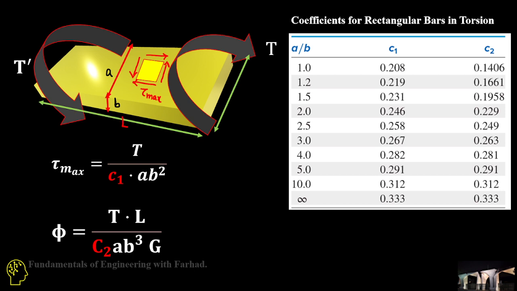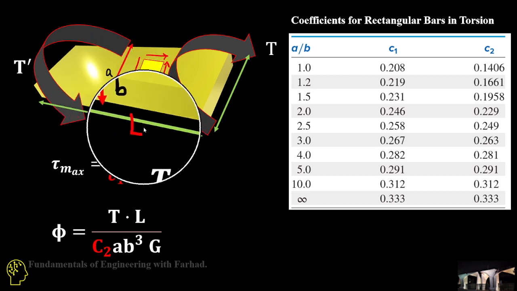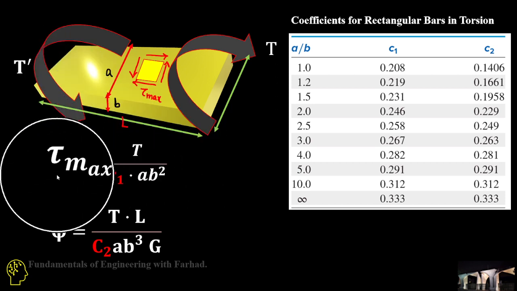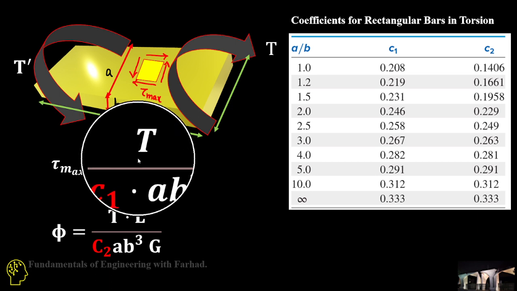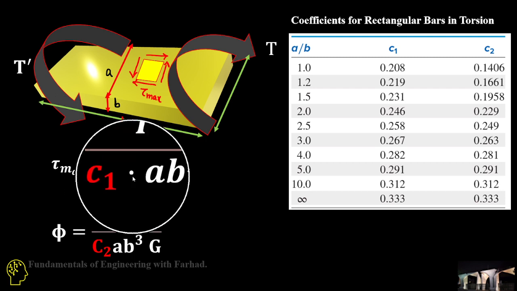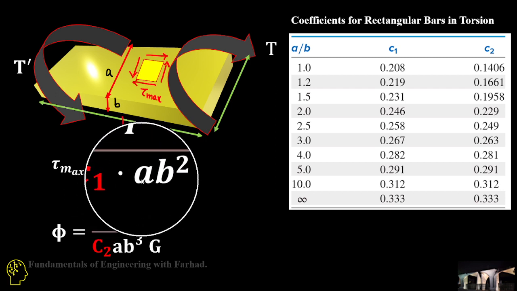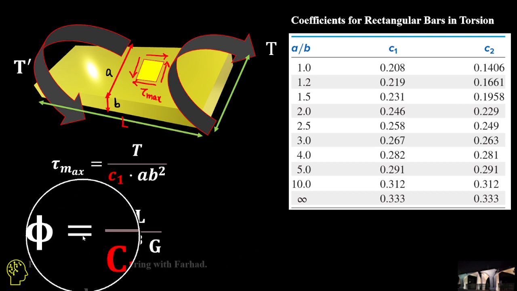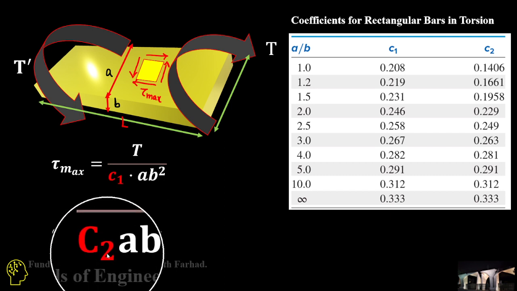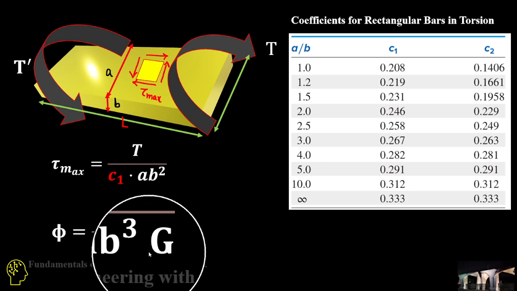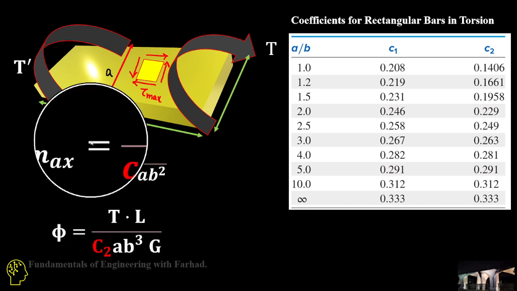So if we have a rectangular cross section with the width of A, thickness of B, and length of L, handling two torsional torques at its both ends in different directions, tau maximum can be obtained from this equation: T, the torsional torque, over C sub 1, a coefficient, times the width of the plate times the thickness squared. And likewise, the angle of torsion is TL over C sub 2, a coefficient, times the width of the plate times B cubed times the shear modulus. And B is nothing but the thickness of the plate.